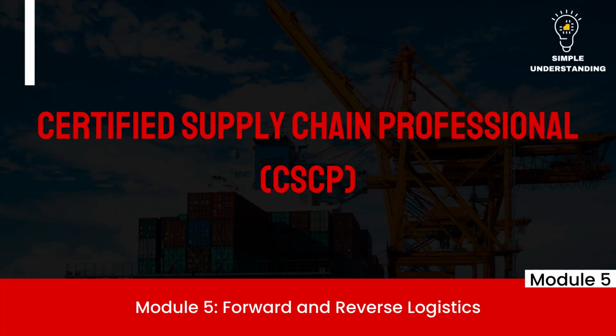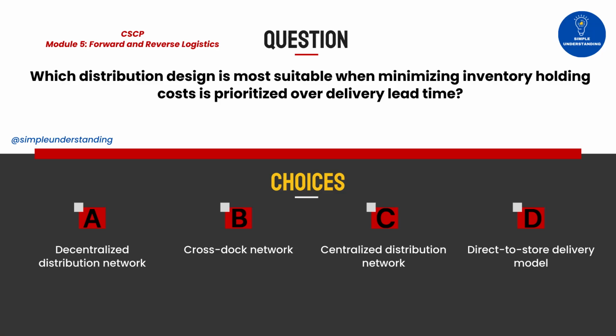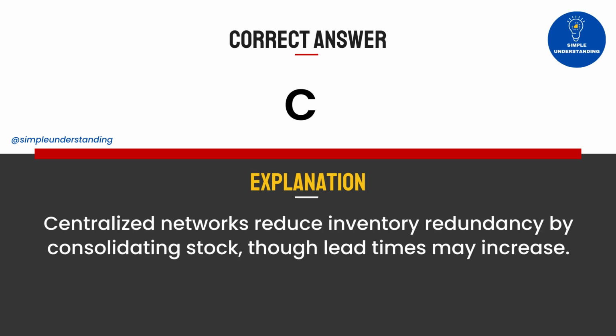Let's begin with Module 5, Forward and Reverse Logistics. 1. Which distribution design is most suitable when minimizing inventory holding costs is prioritized over delivery lead time? A. Decentralized distribution network. B. Cross-dock network. C. Centralized distribution network. D. Direct-to-store delivery model. Correct answer, C. Explanation. Centralized networks consolidate inventory into fewer locations, reducing holding costs but potentially increasing lead times.